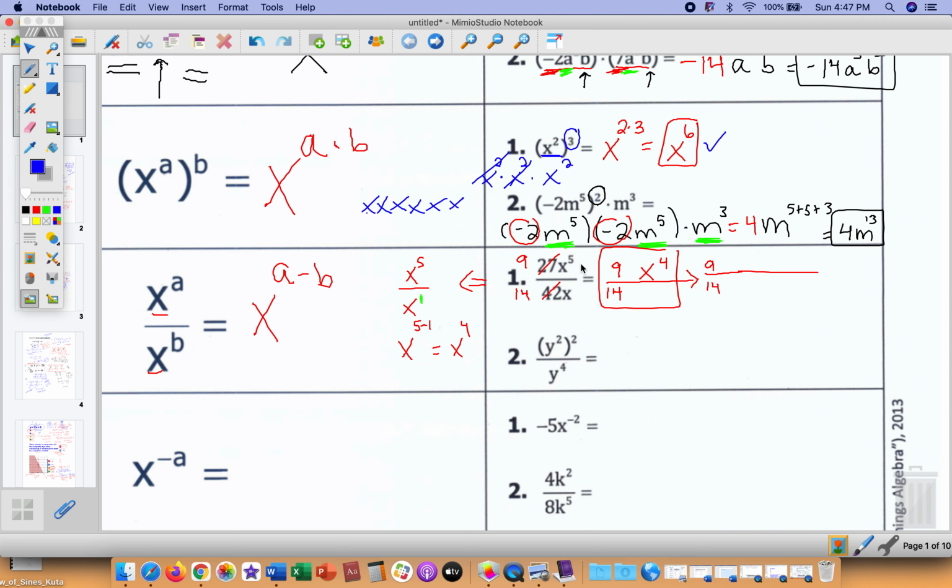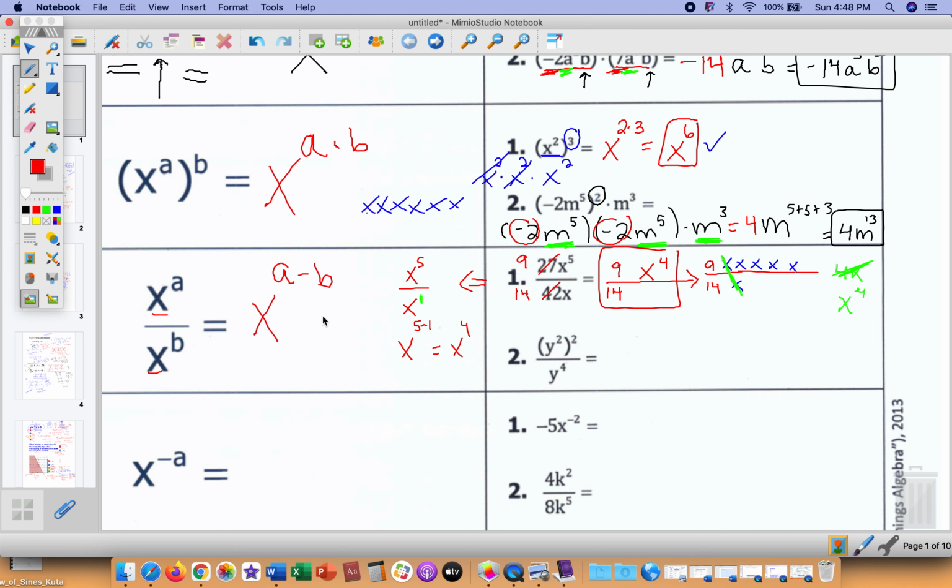So on top, if it says x to the 5th, we know we have 1, 2, 3, 4, 5 x's. In the denominator, if we have 1x, you can cross off 1x in the numerator and denominator, and I'm left with on top 1, 2, 3, 4 x's. So it's x to the 4th. It's not 4x. X raised to the 4th is different. It's not 4x, it's x to the 4.